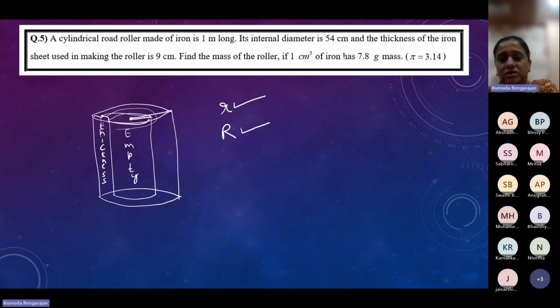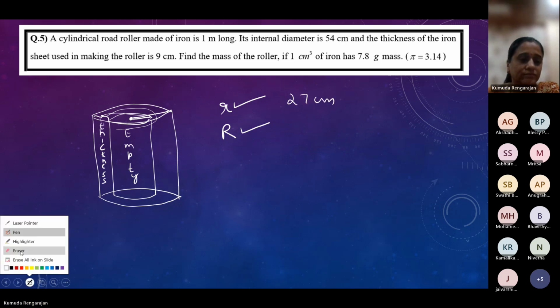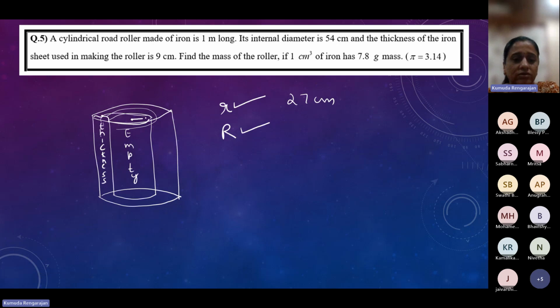So the internal diameter is 54, so the internal radius is 27 centimeters. Okay, so this is 27, from here to here. And the thickness of the iron sheet used in making the roller is 9. So this thickness is 9. So the outer radius is equal to the inner radius 27 plus the thickness 9, which is 36 centimeters. The inner radius plus the thickness is the outer radius.